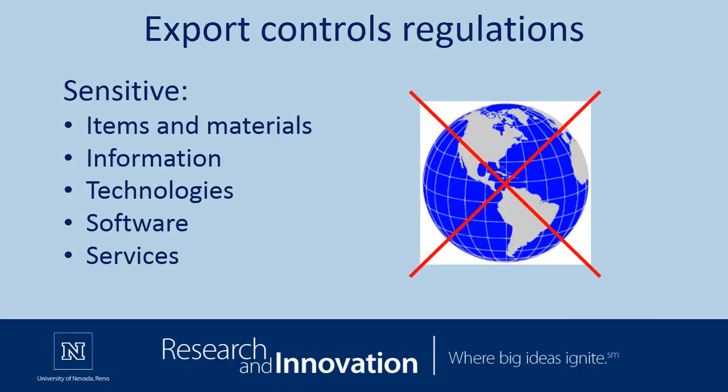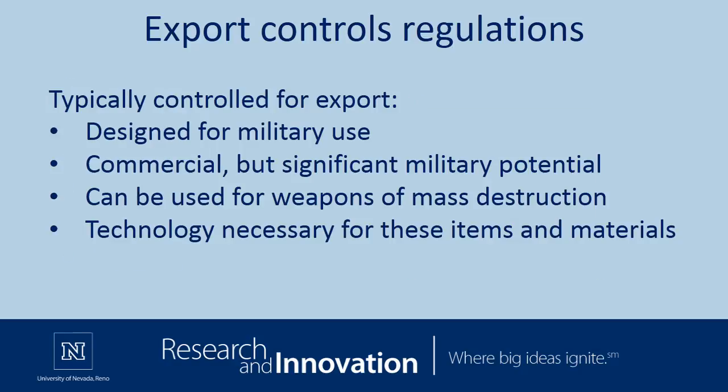The export control regulations identify sensitive items and materials, information, technologies, software, and services that cannot be shared with foreign nations without prior government authorization in the form of an export license. The types of things controlled for export include items that have been designed for military use, items that are commercial but have significant military potential, known as dual-use items, items and materials that could be used for weapons of mass destruction, and the technologies needed to develop, produce, or use these controlled items and materials.